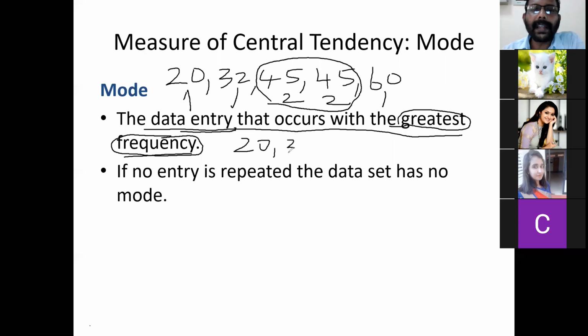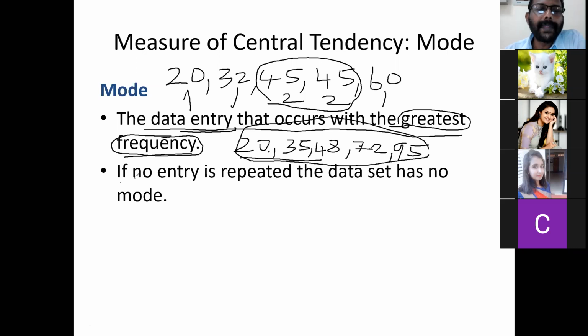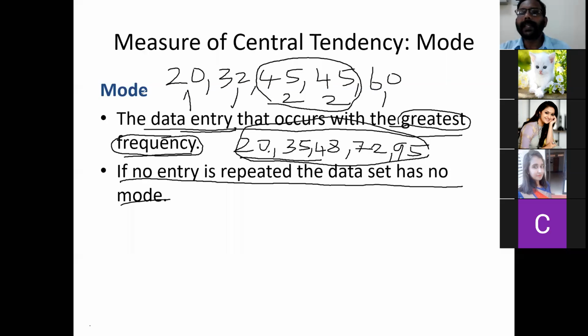Darshika, can you tell me once again in this data what is the mode? The data that I am typing: 20, 35, 48, 72, 95. Can you tell me now what is the mode? There is no repeat, so no mode. Okay, so all are equally appearing, isn't it? 20 is appearing only once, 35, 48, 72, and 95. All are appearing only once, so there is actually no mode. So you see, if no entry is repeated, the data set has no mode. Clear? Right.